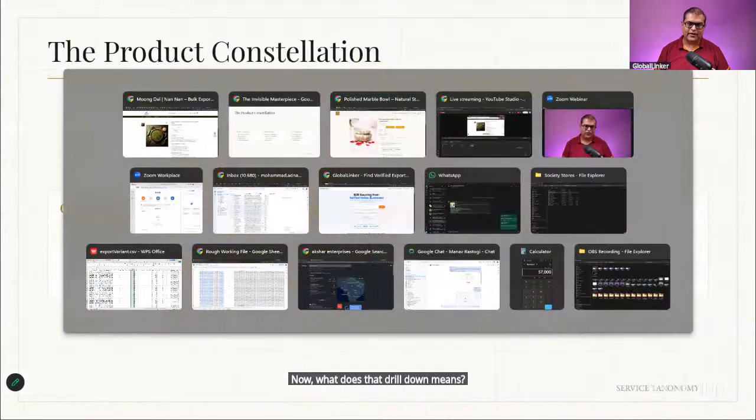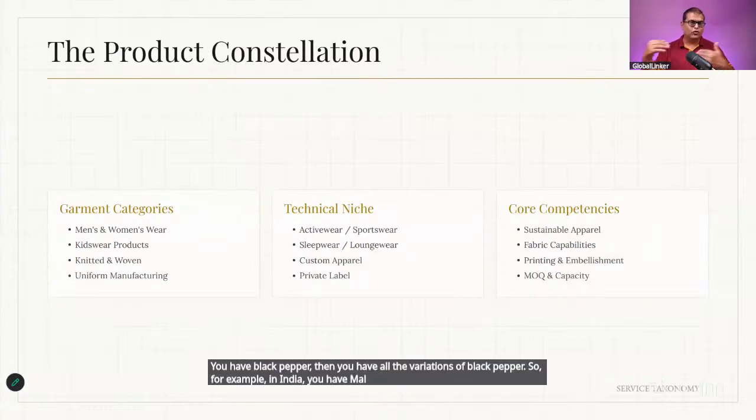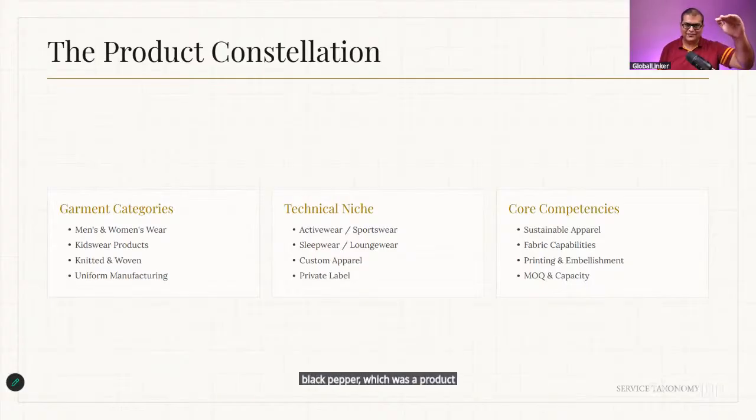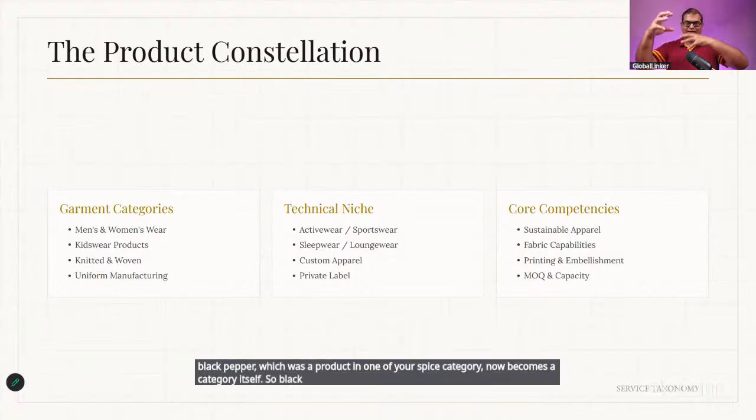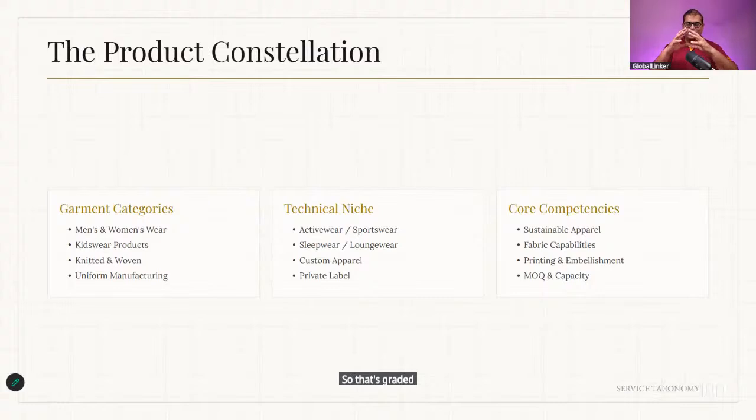So that's where you have black pepper. Then you have all the variations of black pepper. For example, in India, you have Malabar and Tellicherry. Those are the variations. You have to also create products. So the black pepper, which was a product in one of your spice categories, now becomes a category itself. Black pepper becomes a category, and inside it you have Malabar black pepper and Tellicherry black pepper, and even in Malabar and Tellicherry you have different variations, M1 grade, M2 grade. So graded products are there, right? You have to go to that detailing, to that description.